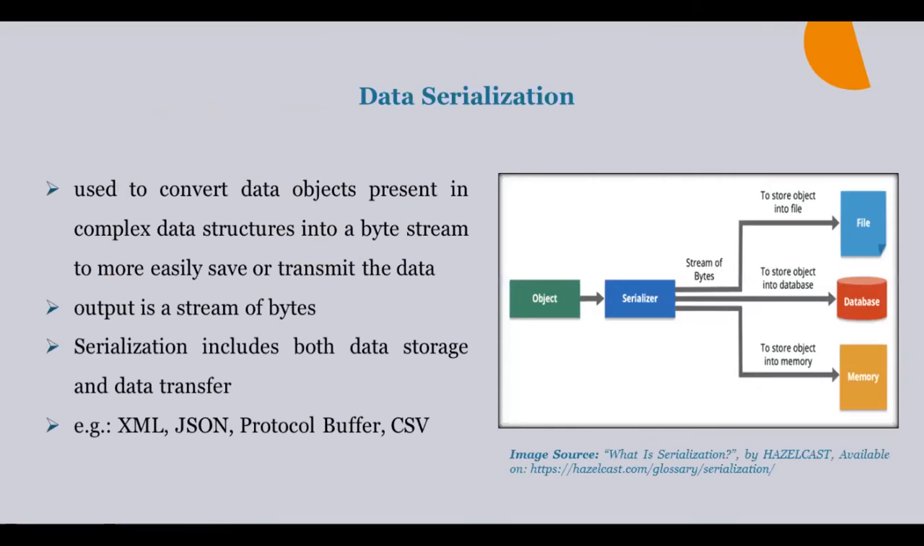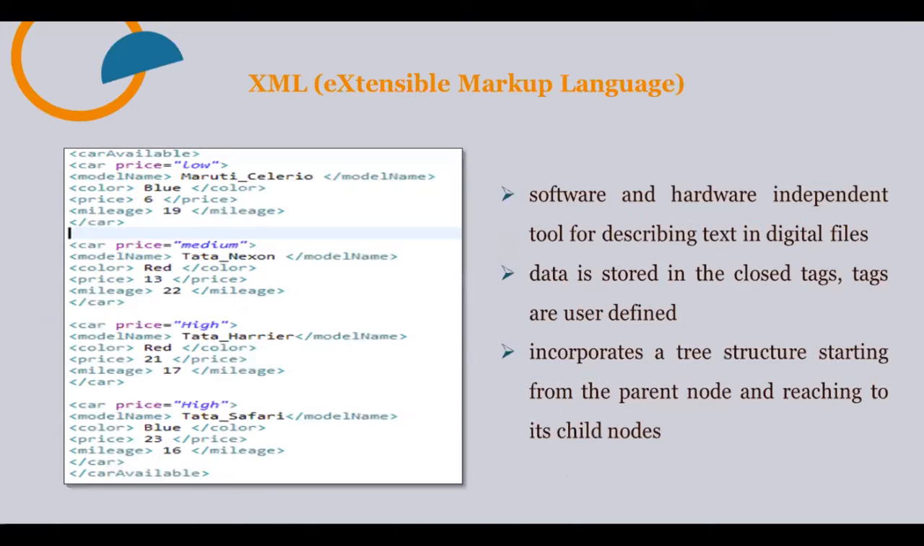The third term is data serialization. Serialization is the process of converting data objects from complex data structures to a stream of bytes. This process is used for easily storing and transmitting the data. Some of the famous serialization formats include XML, JavaScript Object Notation, protocol buffer, and comma separated values, etc. We have focused on XML and protocol buffer in this article. So let me start with XML.